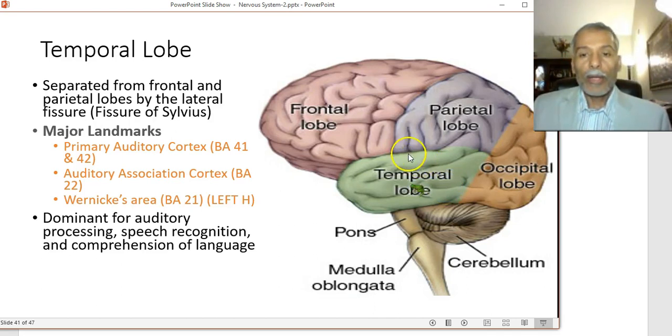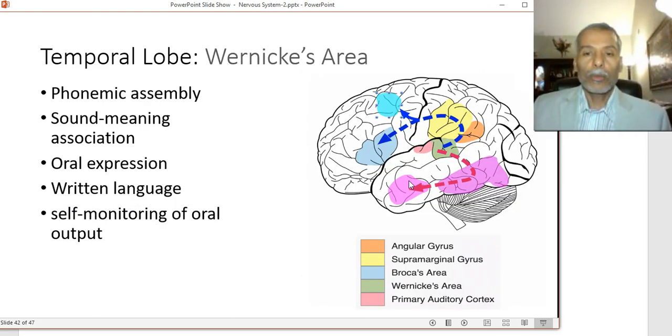So it's the area here that temporal cortex is dominant for auditory processing, speech recognition, and comprehension of language. It also is dominant for memory and for emotional control. You can see the connections now here. There are two major pathways, and there's that hub area that's called Wernicke's area. That is the central component for sound recognition and combining sounds together and helping to combine them with meaning.